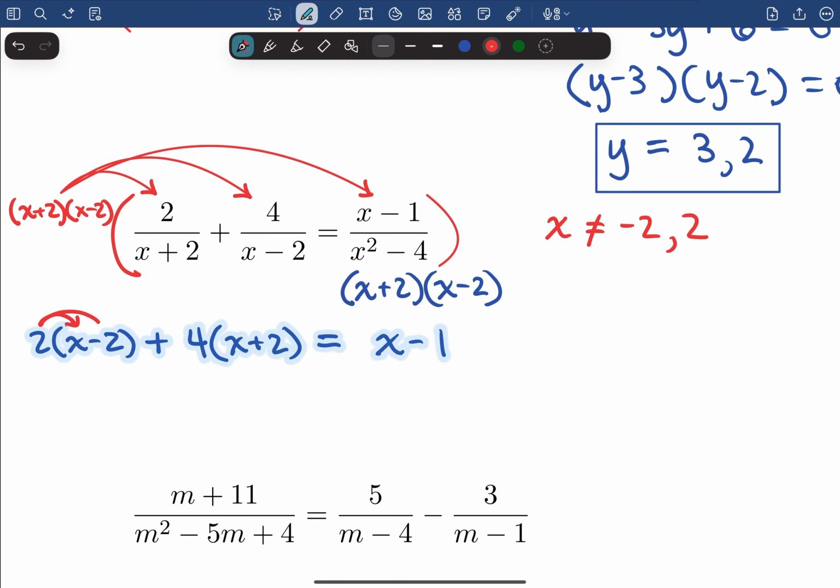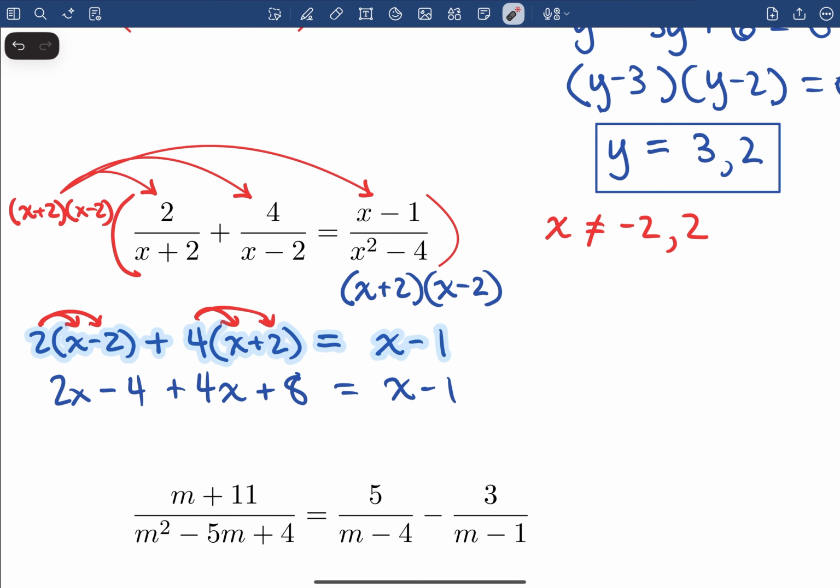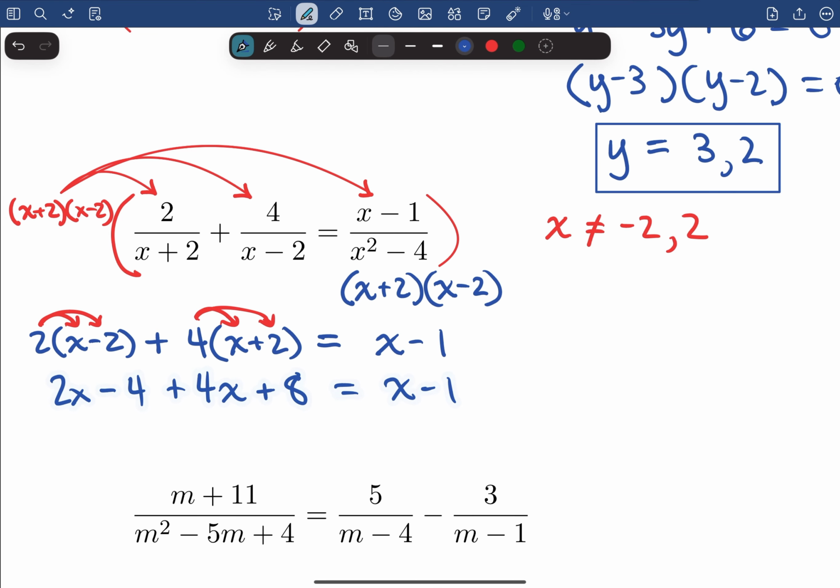And now I'm going to solve the resulting linear equation. Everybody, this is a linear equation that results. I'll show you why. Because when I multiply 2 times x and 2 times negative 2 and 4 times x and 4 times positive 2, and that's equal to x minus 1, this equation's highest power of the variable x is 1. x to the first, x to the first, x to the first. There's no x squared, so it's not a quadratic equation. This is just a linear equation. And the strategy for solving a linear equation that we talked about at the beginning of the semester was just to get the variable by itself. And so let's simplify where we can.